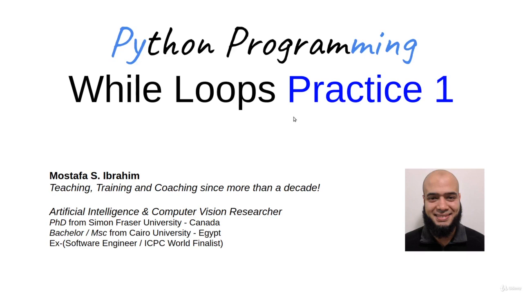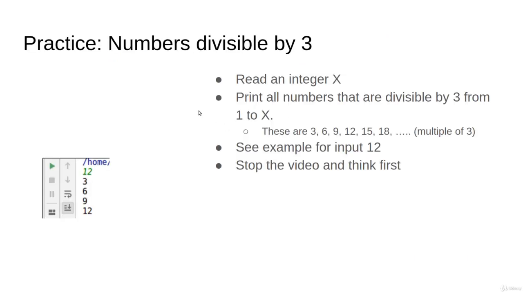Let's practice on the while loops. In the first program, we would write a program to read an integer x and then print all numbers that are divisible by 3 from 1 to x. So remember, there are numbers that are divisible by 3 like 3, 6, 9, 12, 15, 18 and so on. We call them the multiples of 3.